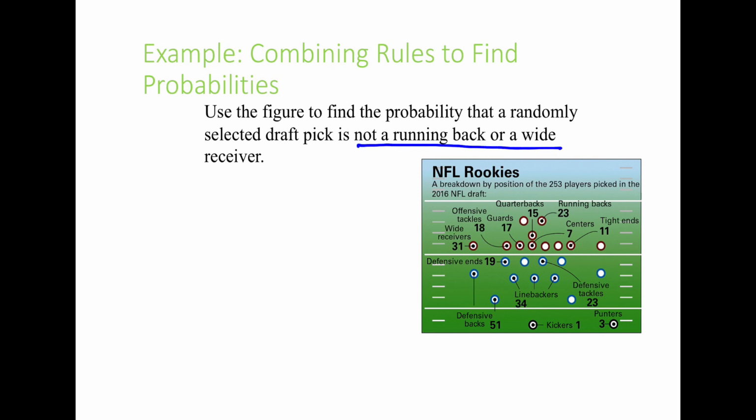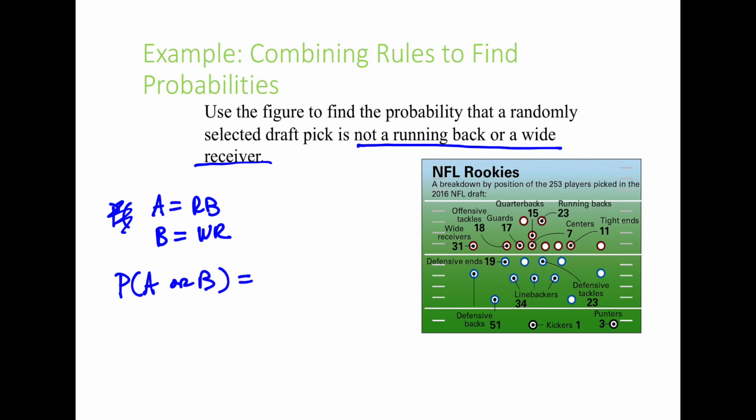Not a running back or a wide receiver. So if we look at just the probability of A, let's define A as being a running back, and we'll define B as being a wide receiver, just to make it shorter. The probability that we would pick A or B, that it would be either a running back or a wide receiver, we can look through here and we see there are 31 wide receivers and there are 23 running backs.